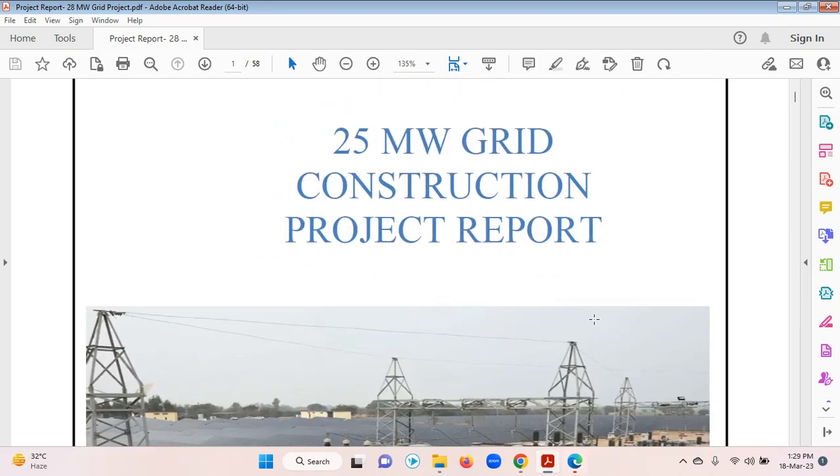I was assigned a project here in Pakistan, a 25 megawatt grid construction project, and it was a turnkey project which we awarded to Siemens Pakistan. I was working as the project management lead in this project.